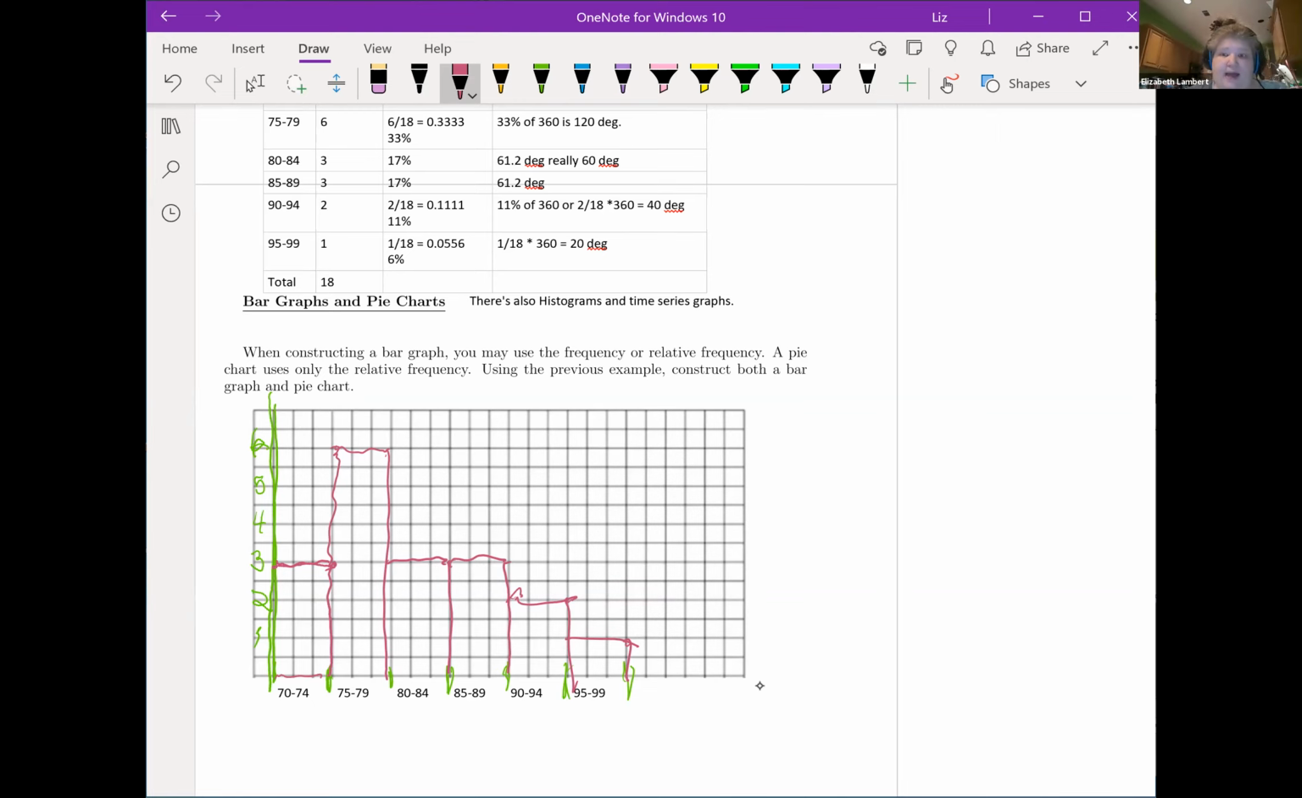All right, now a pie chart. We're gonna cheat. We calculated the degrees. That is all I would want you guys to do by hand. I don't want you to do this.